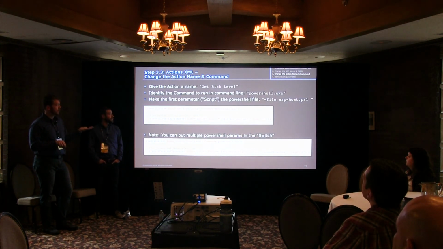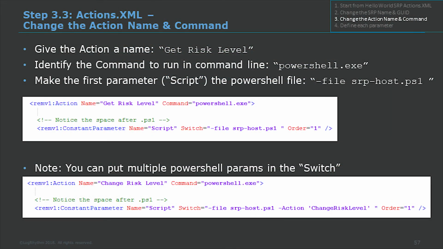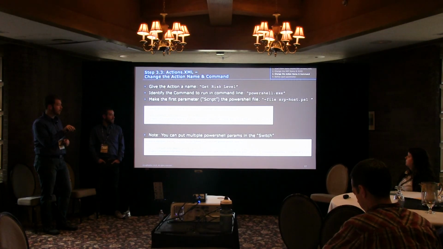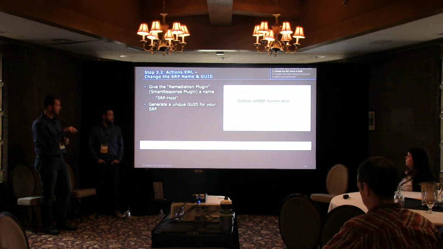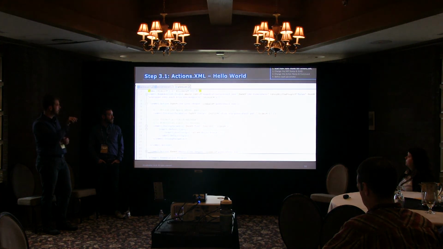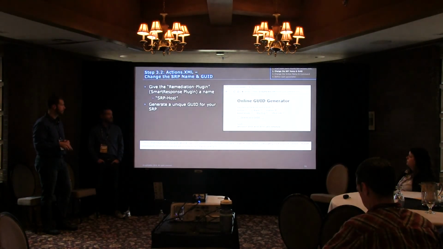All right, so the next thing we were saying is we need an action name. We need to call this get risk level, because that's actually what we're trying to do. We're still using PowerShell to execute this. The script that Bruce wrote is a PowerShell script. So we're going to leave the command, in this case, PowerShell.exe. But now that we have a new script to call, we're going to change this to srp host.ps1. That was the name of the script file that was actually still visible. It'll go back to the script that was actually being written in here.